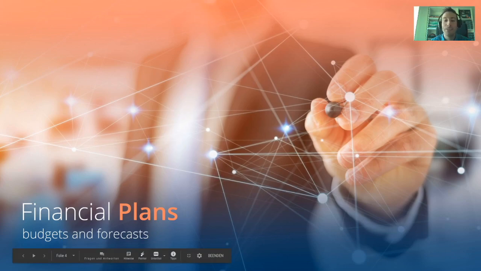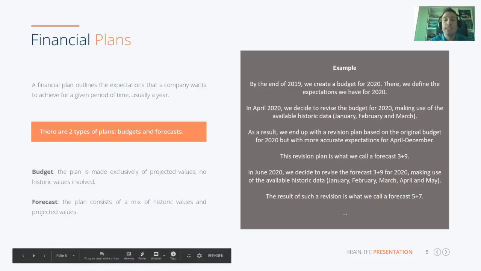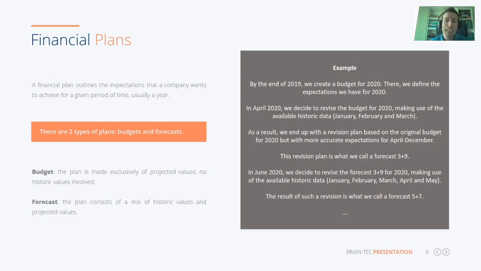Financial plans, budgets and forecasts. What is a financial plan? Well, we can define it as the financial expectations that a company wants to achieve for a given period of time, usually a year. In our terminology, we have 2 types of plans, budgets and forecasts. A budget is a plan made exclusively of projected values, expected values, estimated values, planned values, however you want to call them. Important thing is, there are no historic values involved.